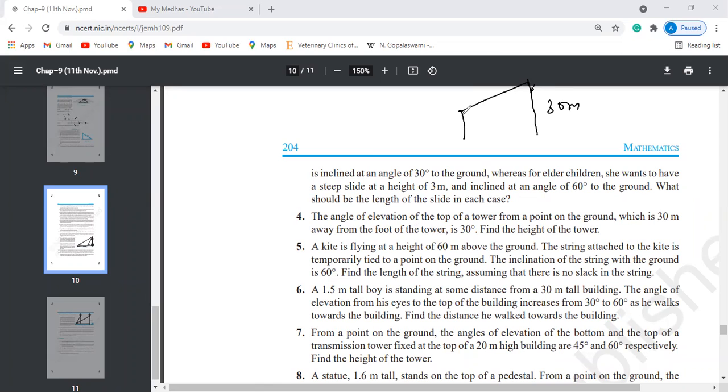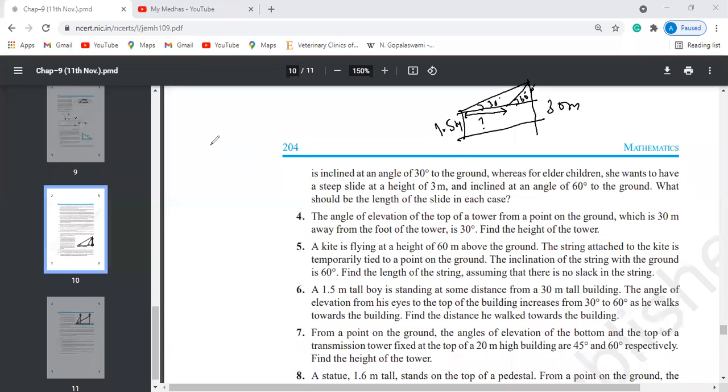The angle increases from 30 degrees to 60 degrees as he walks towards the building. This is 60 degrees and this is 30 degrees. The boy is 1.5 meters tall. He walks towards the building. Find the distance he walked towards the building. That means you have to find this distance.